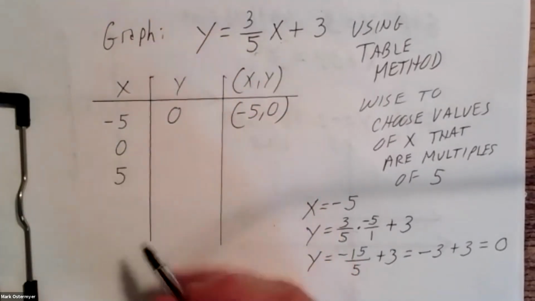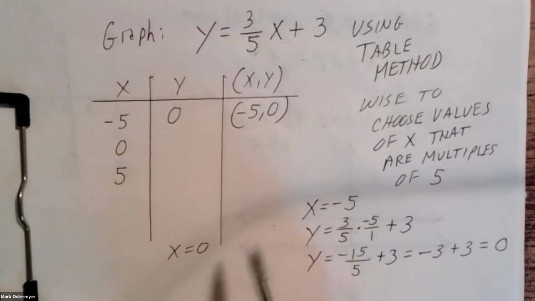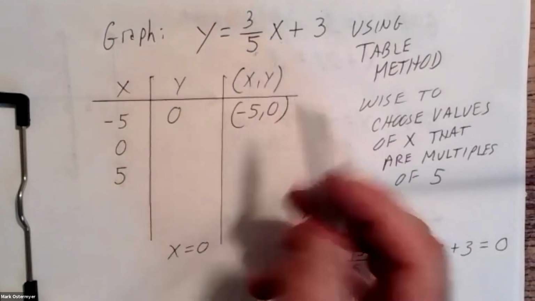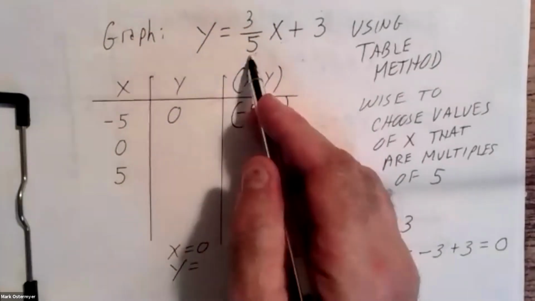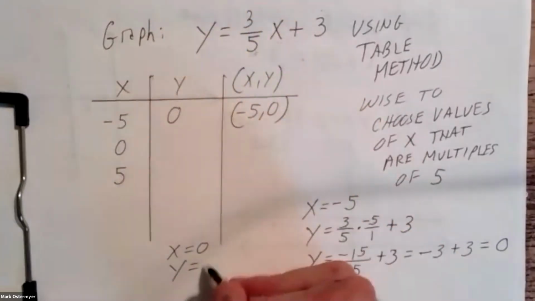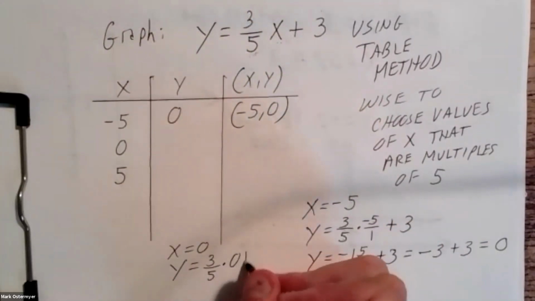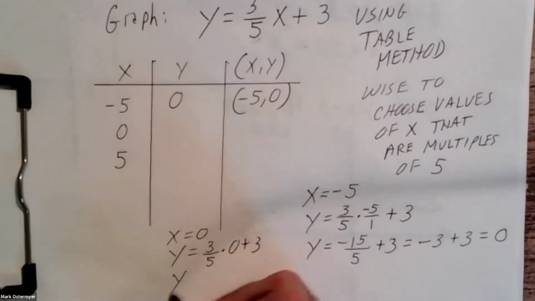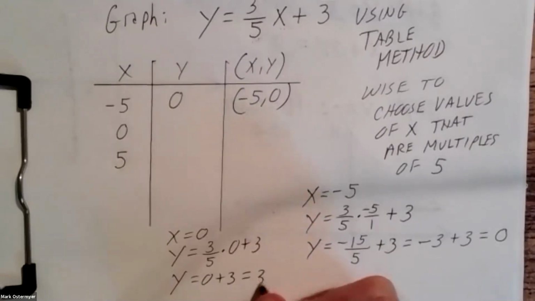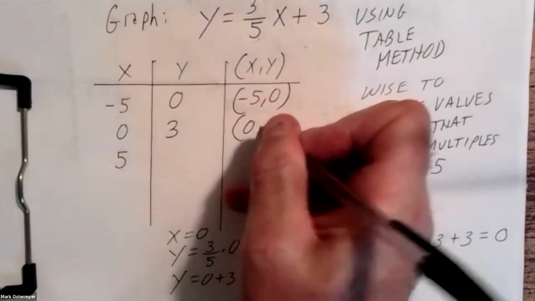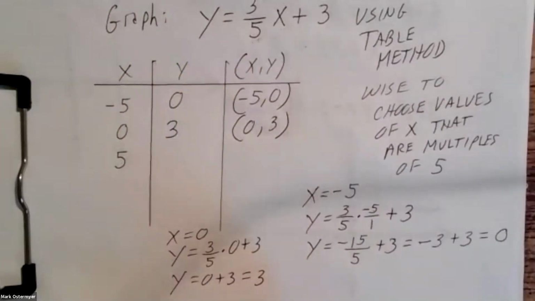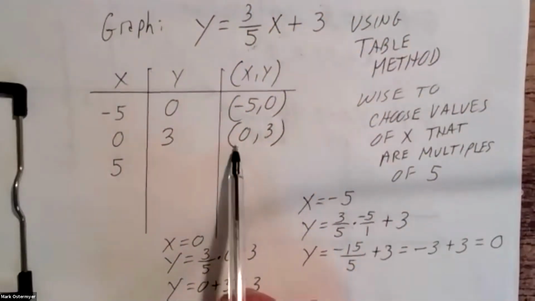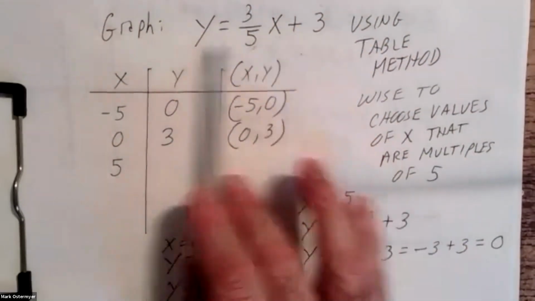Let's choose x to be 0 now. If x is equal to 0, take 0, replace the x variable in the equation with 0, and now we solve for y. So y would have to be equal to 3/5 times 0 plus 3. But 3/5 times 0 is 0, right? And so we got y is equal to 0 plus 3, which means y is 3. Hence, the ordered pair (0, 3) would be another ordered pair solution to this linear equation here. Or this would have to be another point that lies on the graph of this linear equation.